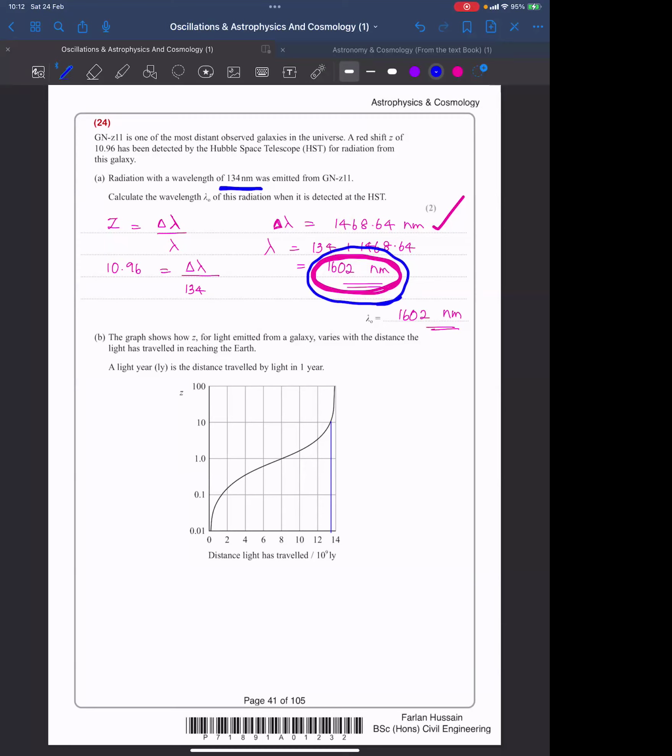It has become 1602. It will definitely be increased if the galaxy is moving away from us. So when it reaches us, the wavelength will be more. Whether speed is increasing or not, if it is moving away, anyway, when it reaches us, it will be different.